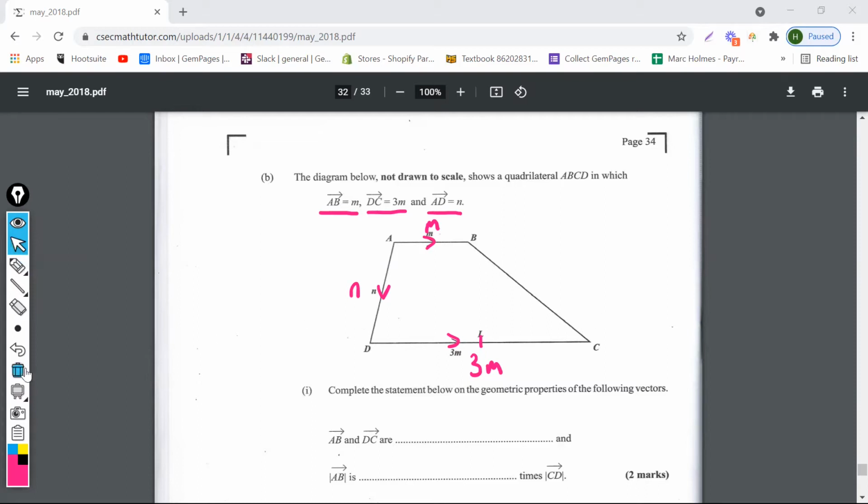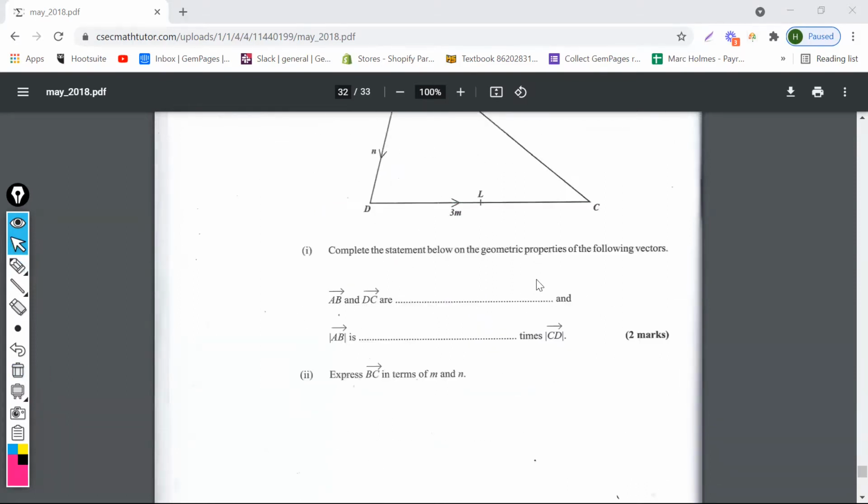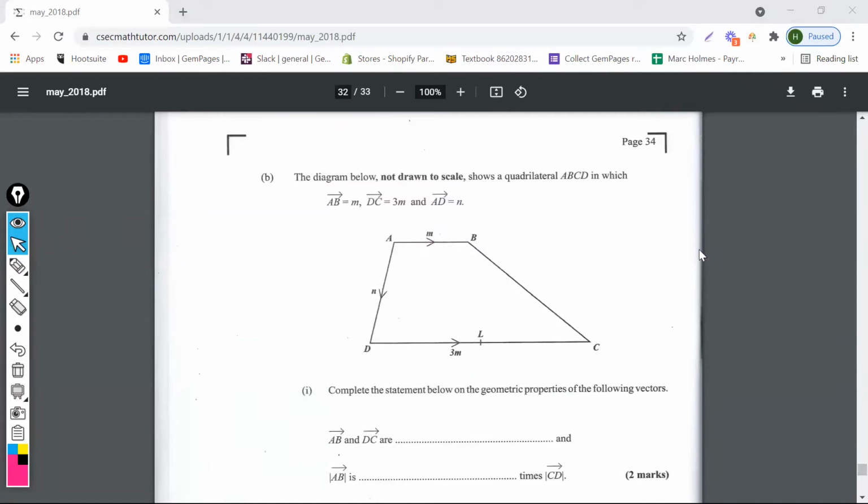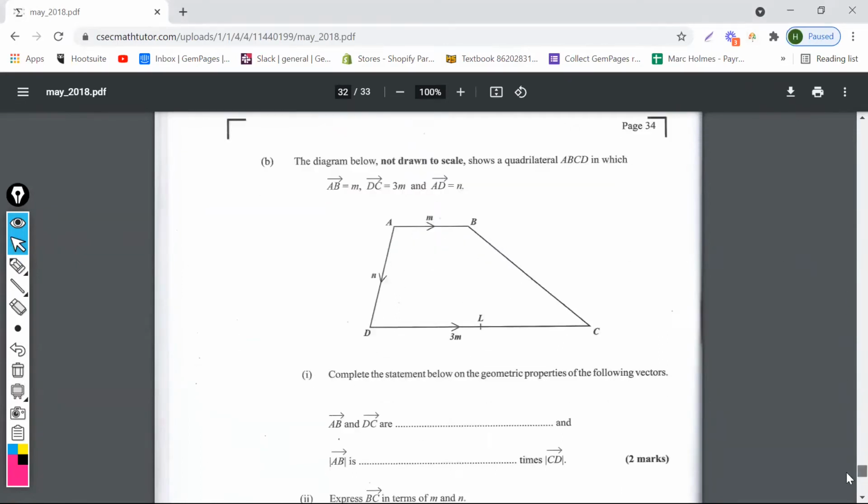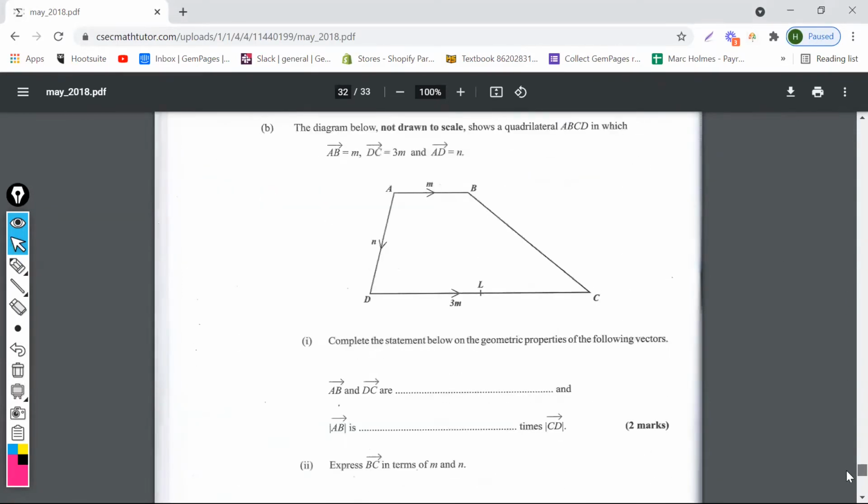So let's do it, guys. Let's look at this diagram and let's try to solve the question. So it says here, guys, the diagram below, not drawn to scale, is a quadrilateral with the following information. A to B is M, D to C is 3M, and A to D downwards is N. Cool. And it says complete the statement below on the geometric properties of the following vectors.